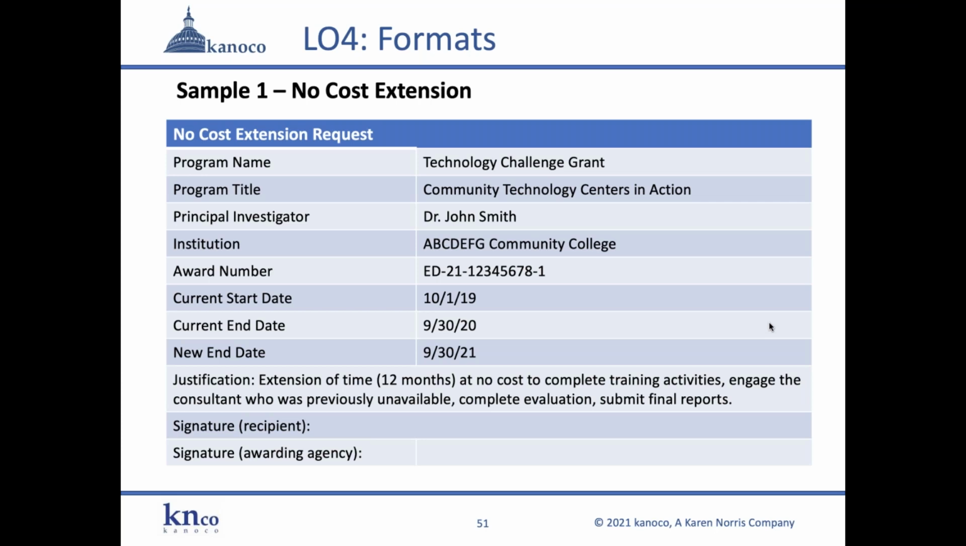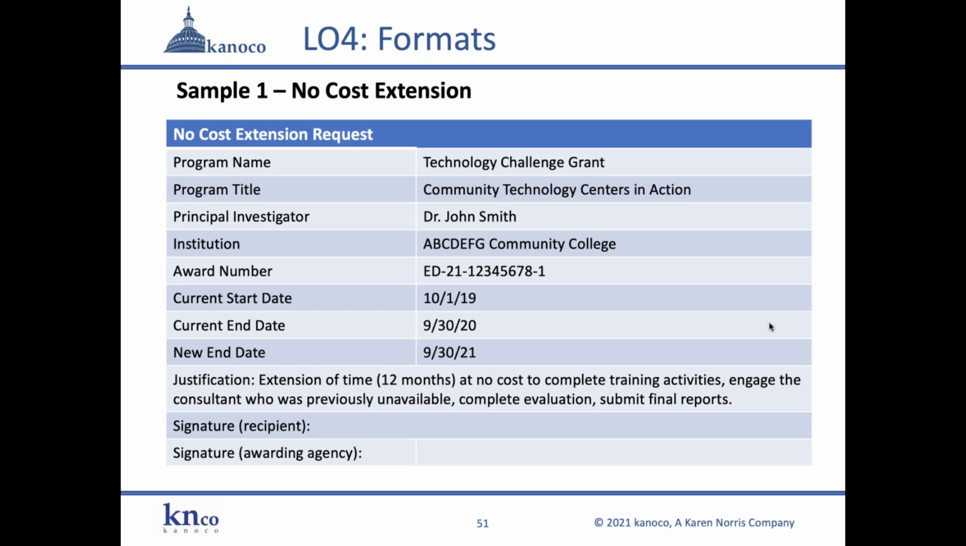And of course, you see it's the name of the grant and the name of the program and the principal investigator and the institution and the award number, and then you have the current start date, the current end date, and there's the 1-year extension.